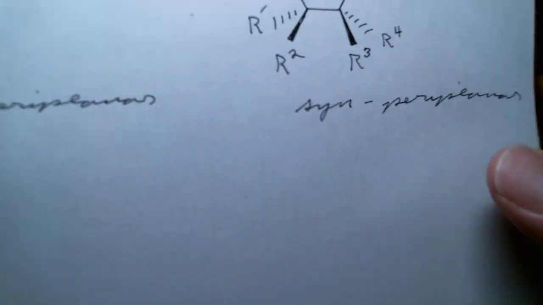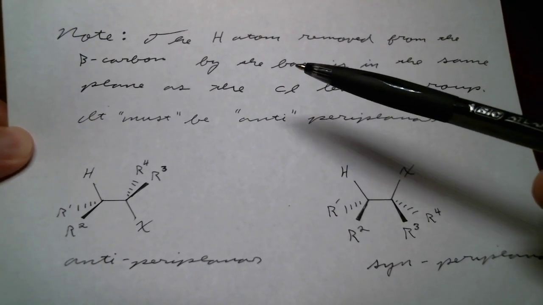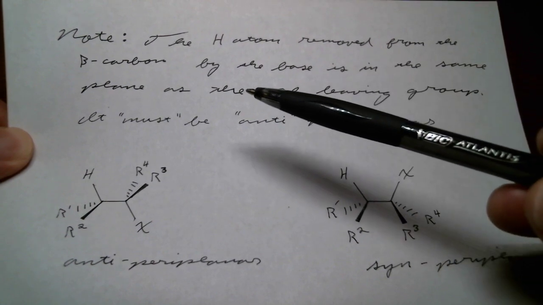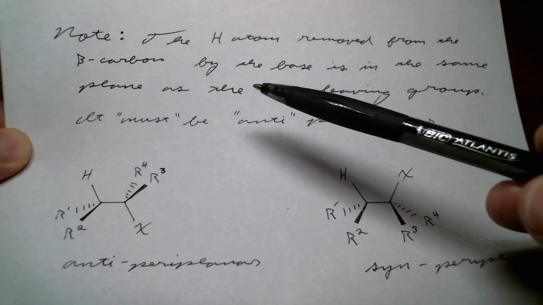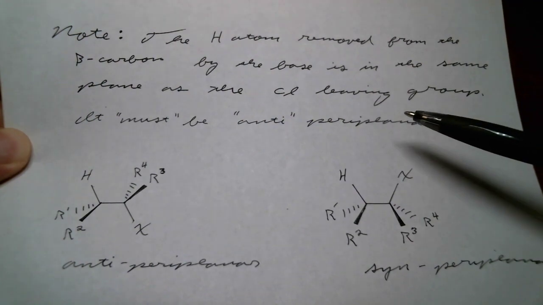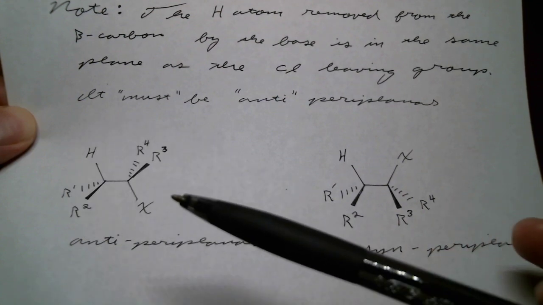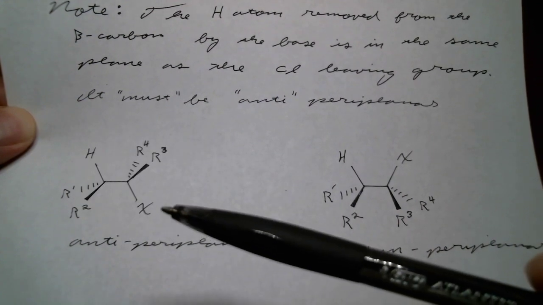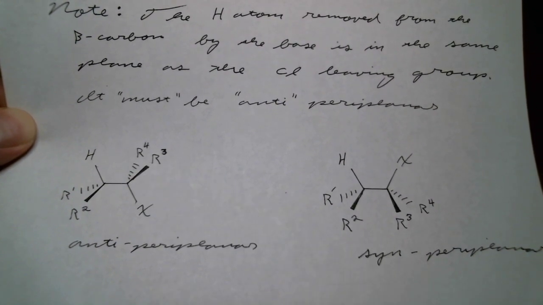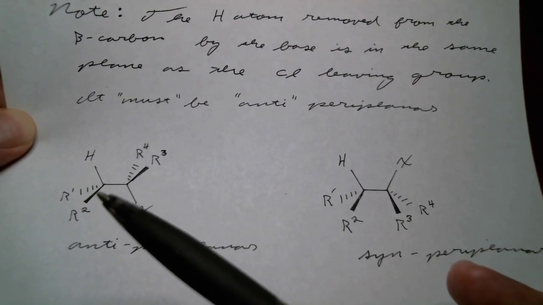And we might even consider a case that is different, but note the proton removed from the beta carbon, that is the carbon adjacent to the carbon that bears the leaving group, the chlorine, which is the alpha carbon, by the base is in the same plane as the chlorine leaving group. It must be anti-periplanar. So this is a general bond line structure for our leaving group X being anti and in the same plane as the hydrogen on the beta carbon. So X is bonded to the alpha carbon, carbons adjacent to that are beta carbons.